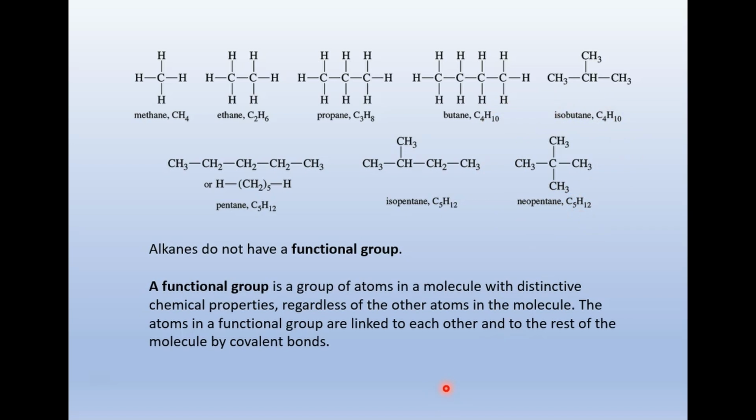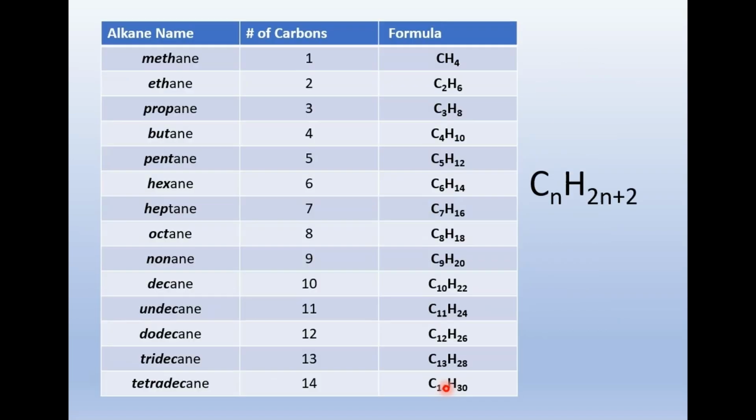Alkanes do not have a functional group. I'm beating a dead horse right now. What is a functional group? The region of atoms in a molecule with distinctive chemical properties, regardless of the other atoms in the molecule. The atoms of the functional group are linked to each other and then to the rest of the molecule by covalent bonds. So some of our chapters in this book are on different functional groups. A double bond is a functional group. A triple bond is a functional group. An OH, an alcohol, is a functional group. It has certain properties, meaning it does certain chemical things, certain reactions.